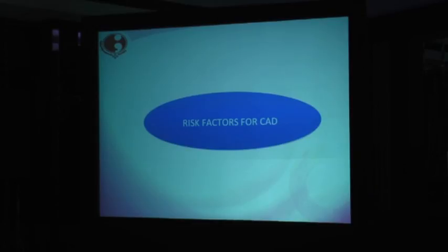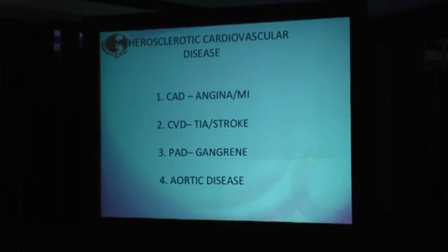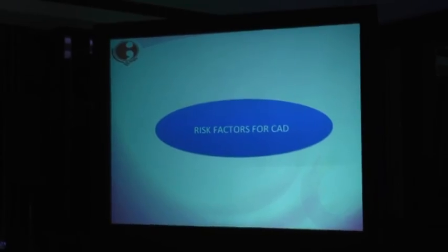Aneurysm in the abdominal aorta, and a sudden rupture can kill the patient. So these are the various manifestations of atherosclerotic cardiovascular disease. To sum up, the patients can present with coronary artery disease, which we normally know as angina, but then she can present with stroke, gangrene or aortic disease also.